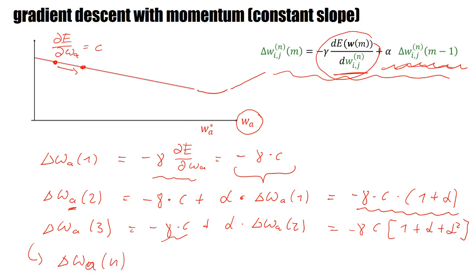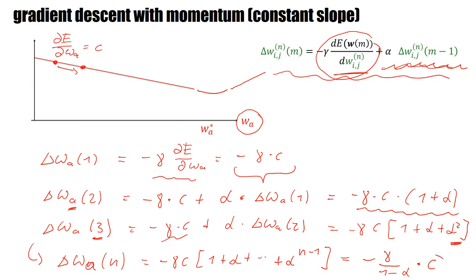in this component WA, then what we have is minus gamma C times 1 plus alpha to the power of n minus 1. Here I had a 2 for time step 3. And this we can sum out. You remember what this gives? It gives a minus gamma 1 minus alpha times C.